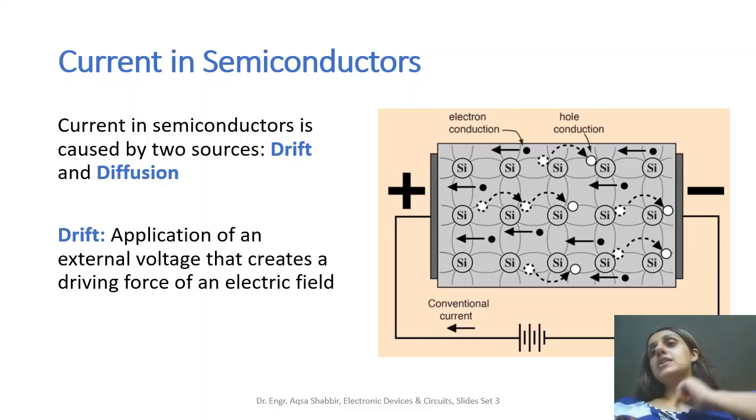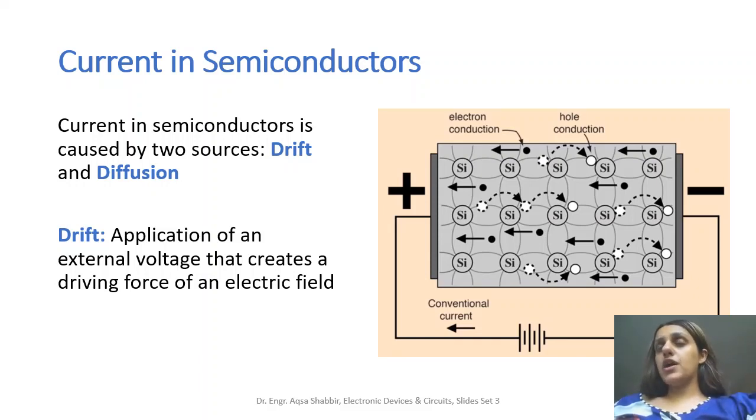There is drift and there is diffusion. Let's first look at the drift current. Drift current flows due to the application of an external voltage source, which creates an electric field. As a result of this electric field, electrons and holes flow. The flow of electrons and holes is physically in opposite directions, but because one is negatively charged and the other is positively charged, their contributions add, and the resultant current is in the same direction.